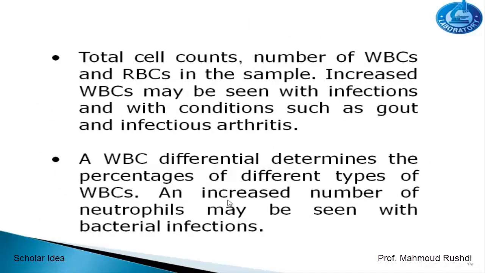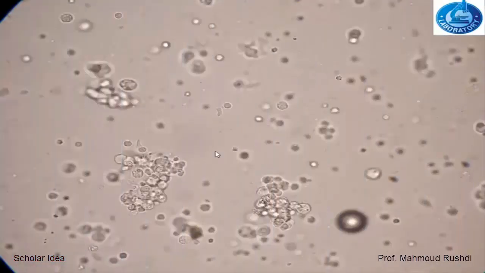Total cell count: the number of white blood cells and red blood cells in a sample can be determined using the hemocytometer. Increased white blood cells may be seen with infections and with conditions such as gout and infectious arthritis. A white blood cell differential determines the percentage of different types of white blood cells. An increased number of neutrophils may be seen with bacterial infection. This slide shows the white blood cells in sediment from the synovial fluid.